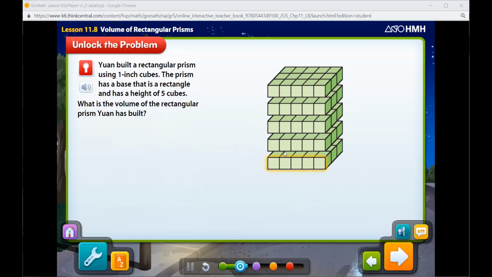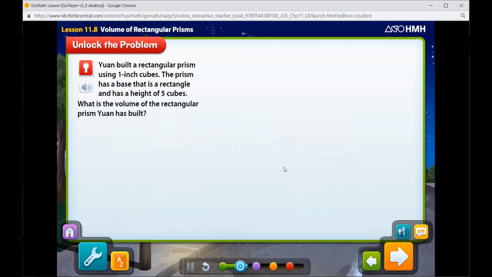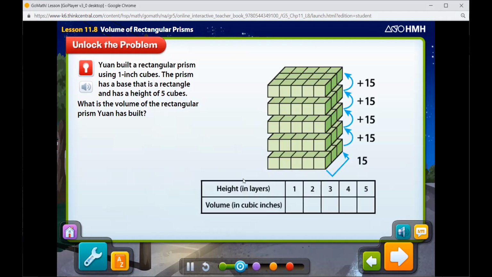How many rectangles do you see here? I see 5 rectangles. Each layer has 3 rows of 5 cubes. So each layer has 15 inch cubes. You can use a table to find the total volume. I have 5 times 3, 15. So I have 15, 15, 15, 15, 15. If I take the volume of 1 layer, I have 15.